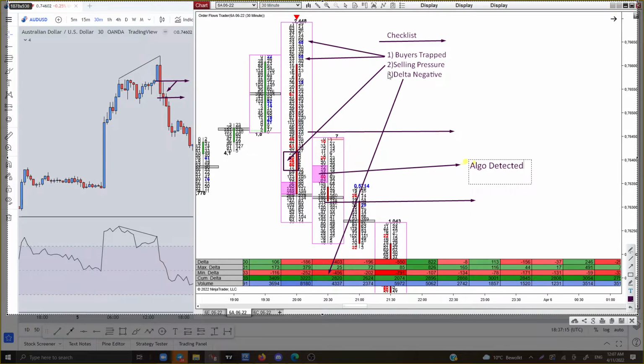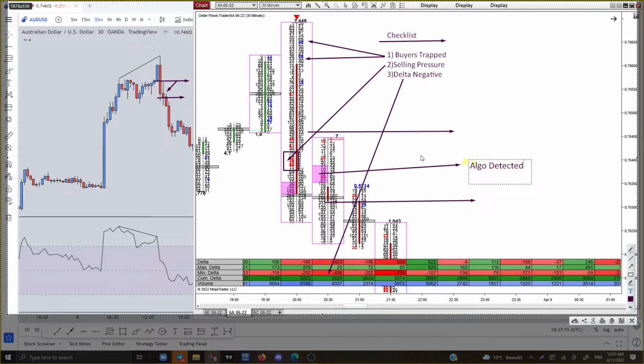Hopefully you understood that we have all three checklist items and one extra confluence, that is algos are also detected here. Here also we have some algos coming here, right? But in the next candle we are also having algos coming here, and this red bearish candle with min delta strong.